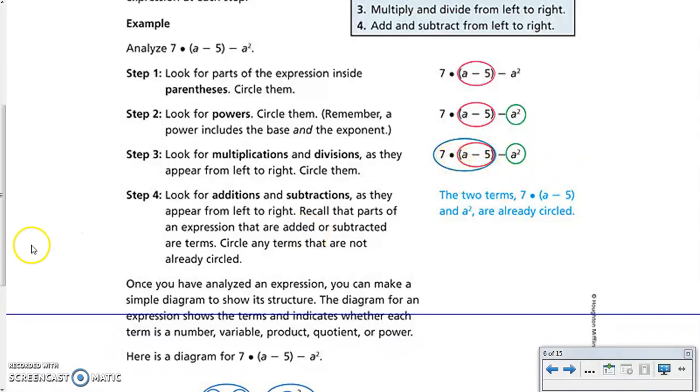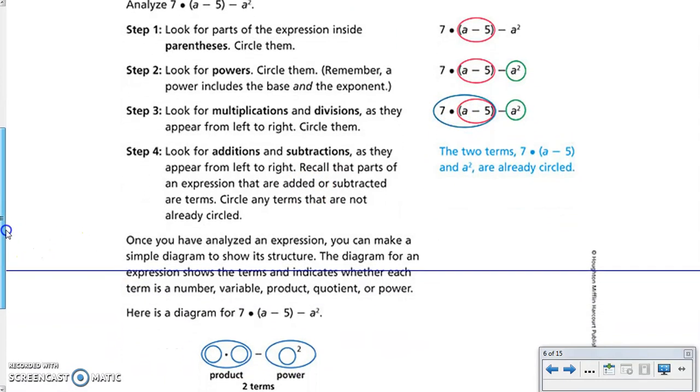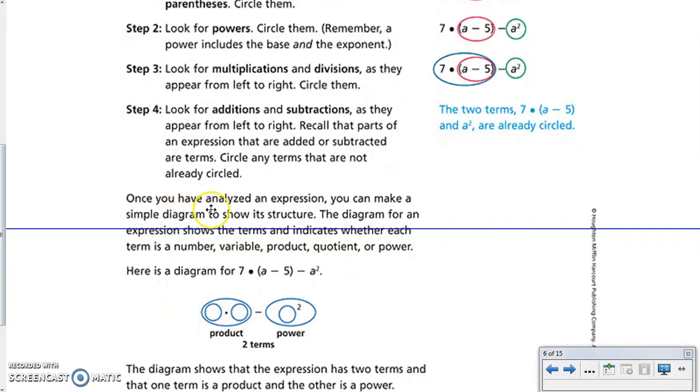So this diagram now we could draw as I scroll down to the bottom. After we've analyzed it, we can do our expression. So we took out all the numbers from the 7 times (a minus 5) minus a squared, and we just showed what the diagram of the analyzed expression looks like. So we have 2 terms, again here 2 terms, because they're being subtracted.